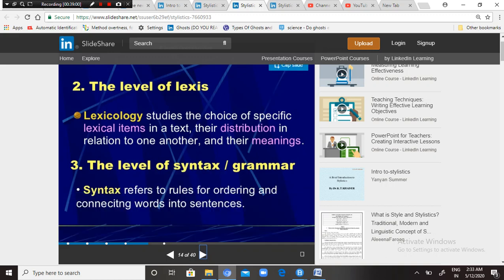The level of lexis is called lexicology. It studies the choice of specific lexical items in a text, their distribution in relation to one another, and their meaning. The level of syntax and grammar. Syntax refers to the rules for ordering and connecting words into sentences.